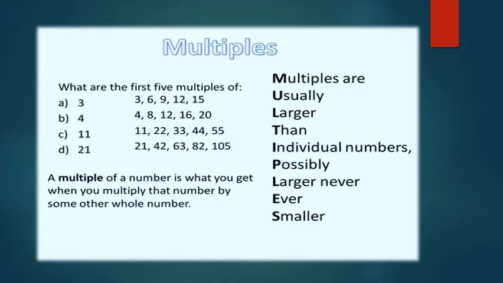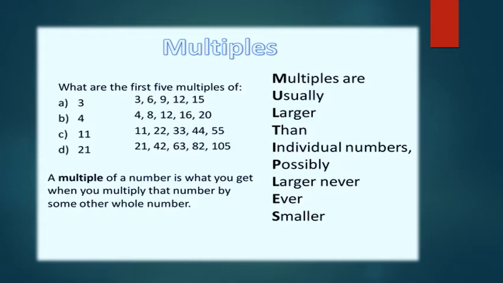A. The first 5 multiples of 3 are 3, 6, 9, 12, and 15. For us to get 3, we multiply 3 by 1. For us to get 6, we multiply 3 by 2. For us to get 9, we multiply 3 by 3. For us to get 12, we multiply 3 by 4. And for us to get 15, we multiply 3 by 5. In that manner, that is how you get multiples of a particular number, and in this instance, the number 3.